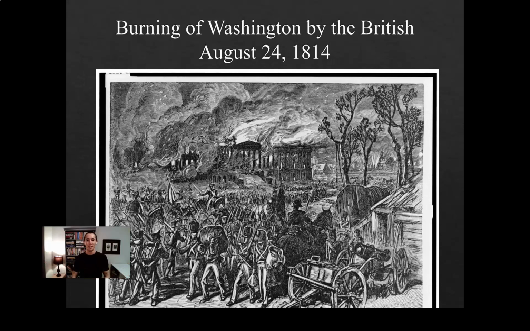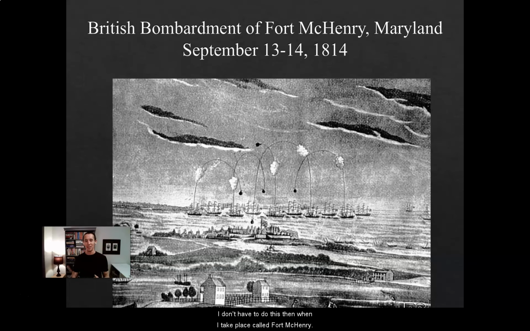Let's keep going. So, pissed off Americans, but it did not end the war. The British, you definitely don't have to know this, then went on to take a place called Fort McHenry. And most of you probably know this, but they started bombarding Fort McHenry September 13th. On one of those ships, there was a lawyer named Francis Scott Key.